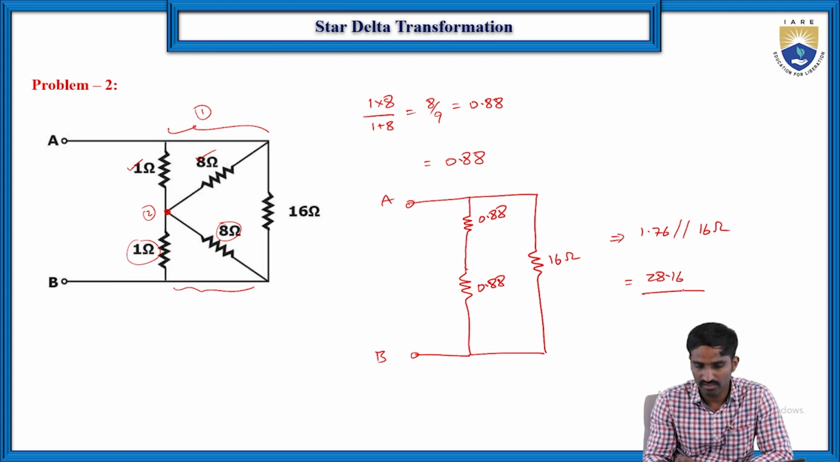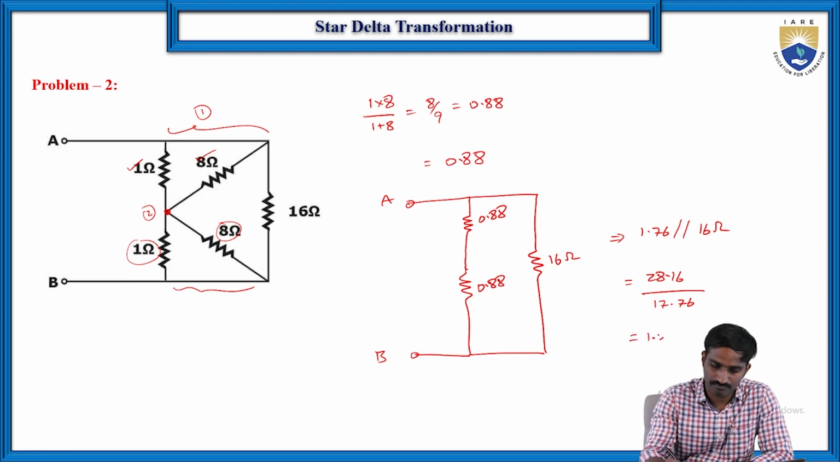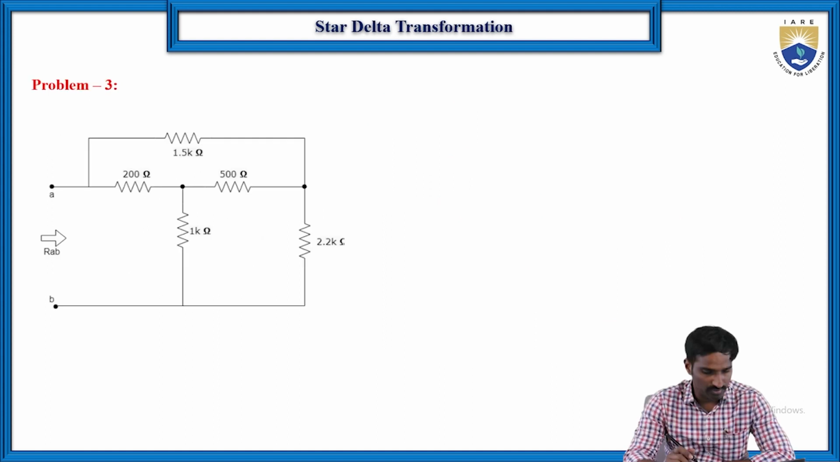28.16 by 17.76, which is equal to 1.58. So here RAB is equal to 1.58. Very simple, right? Now we will go for another problem.